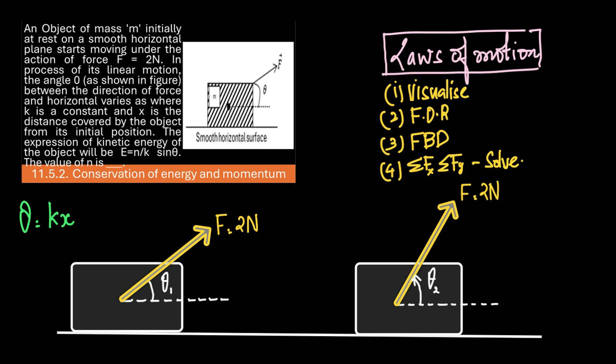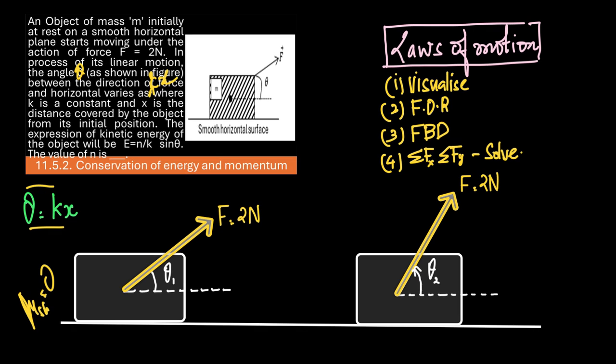So this question, we'll try to solve it first using laws of motion. We have an object of mass m on a smooth horizontal plane, which means the coefficient of friction is equal to 0, right? The force is 2 Newton. There is a minor mistake: the angle theta varies as kx, and x is the distance covered by the object from its initial position.